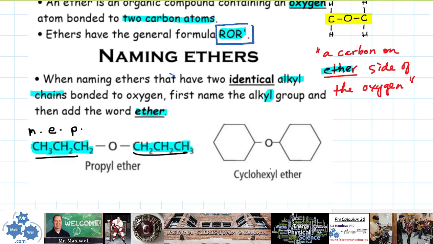What about this one? Well, what's the group here? It's a cyclo, right? Even though it's a hexagon, we talked about this yesterday. A cyclo with 3 carbons looks like a triangle. It's not a circle, but we still call it cyclo because it's in a chain that comes around and connects to itself. So these are both the same, cyclohexyl ether.